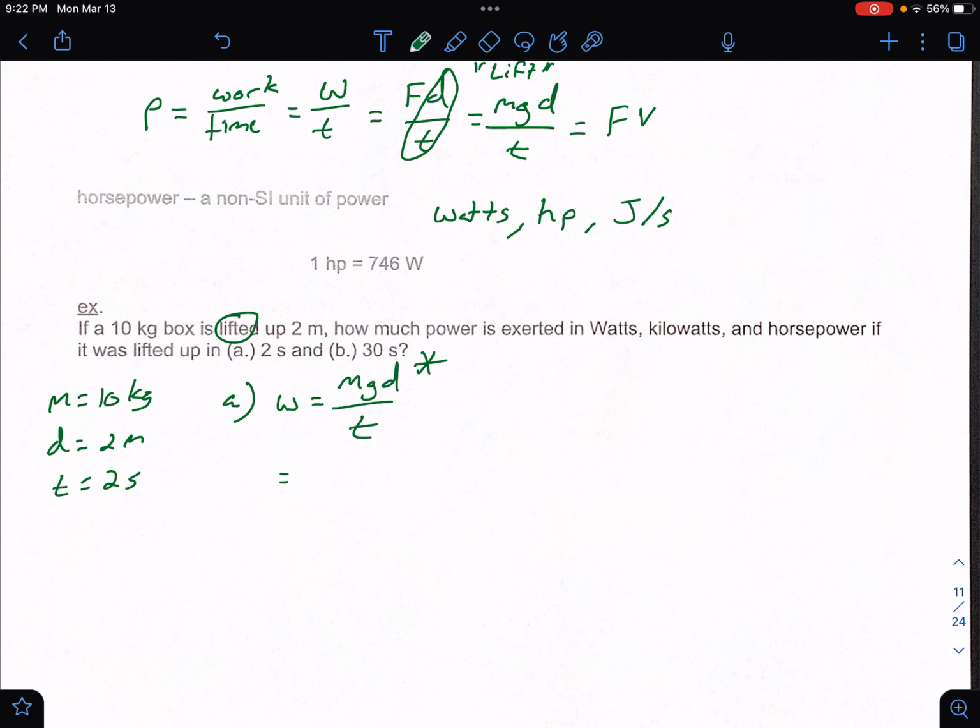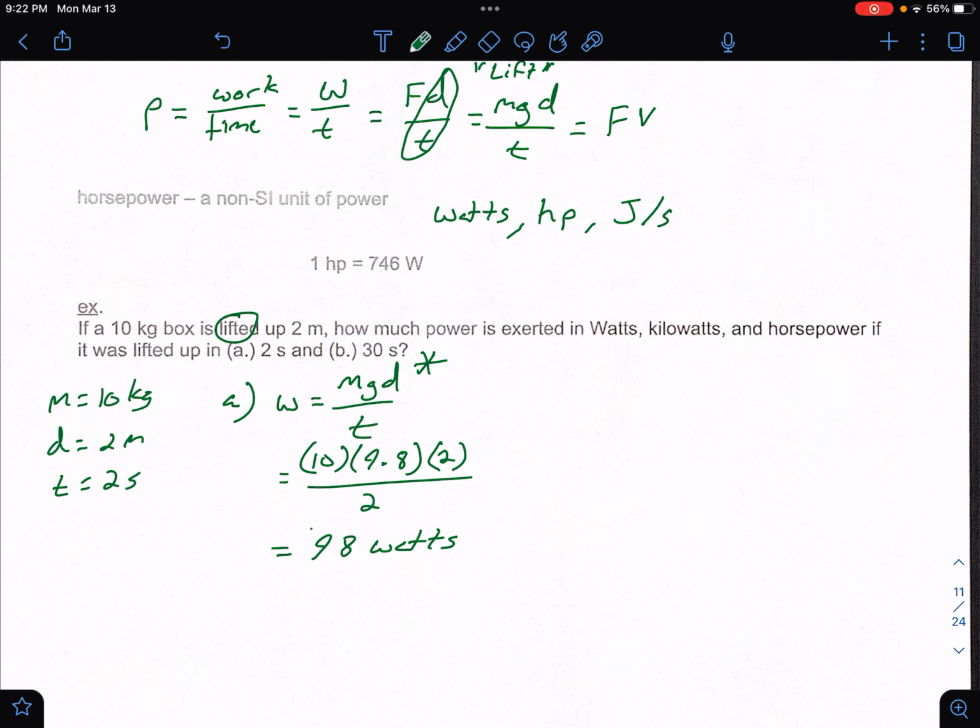So my mass would be 10 kilograms, gravity would be 9.8, my distance would be 2 meters, and my time is going to be 2 seconds. That comes out to be 98 watts. So that is how much power is being done over that certain amount of time.